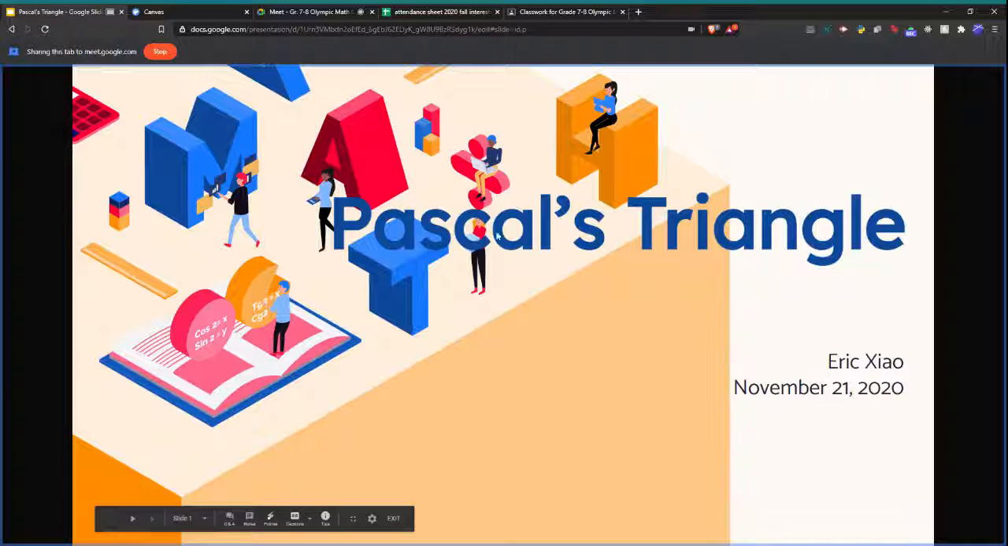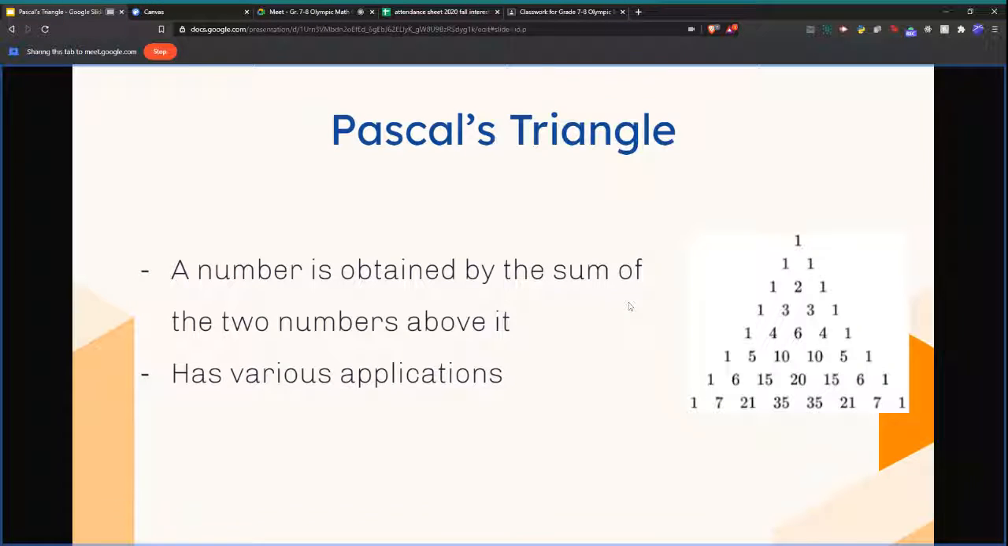Okay. So we're going to learn about Pascal's triangle, and some of you have probably seen this already. It's a triangle that looks like this. You have a bunch of ones on the side, and then in the middle you have a bunch of numbers.